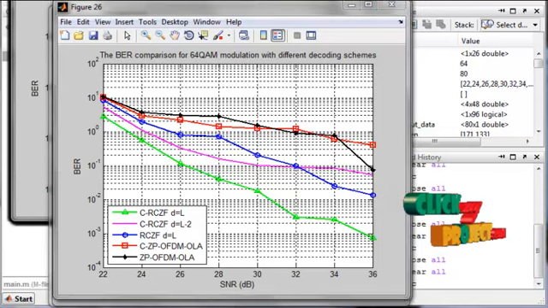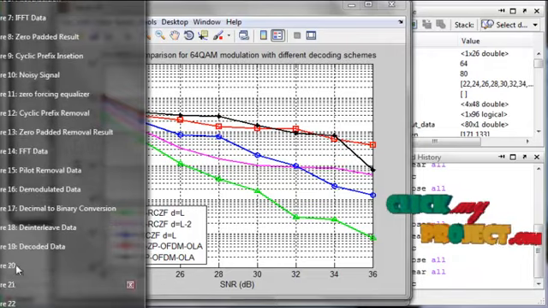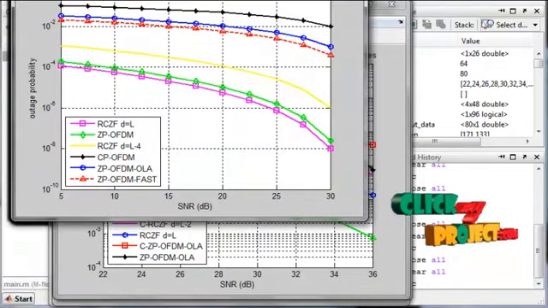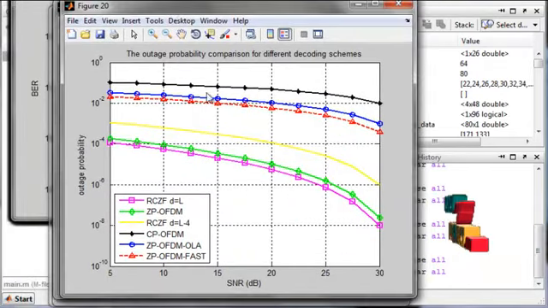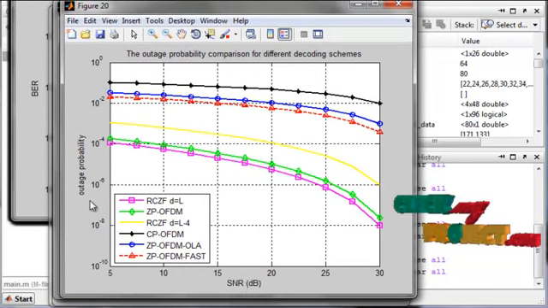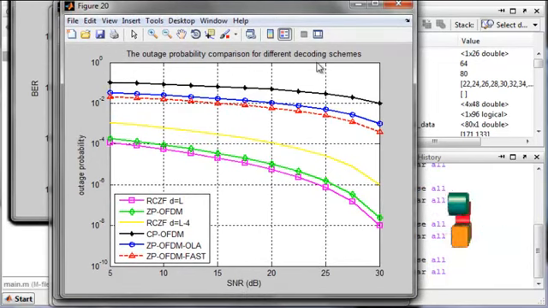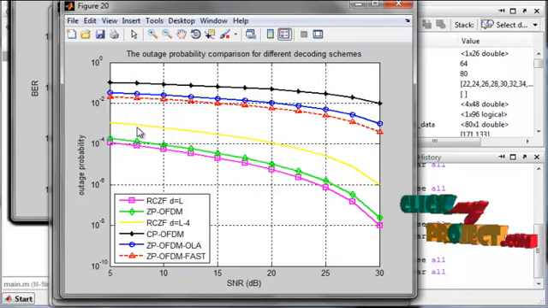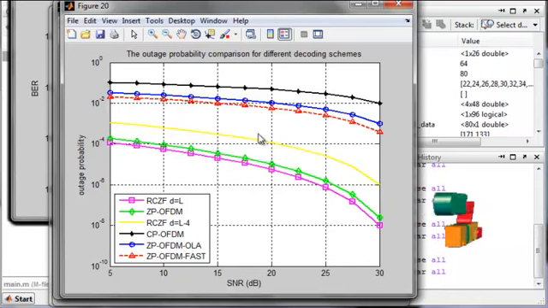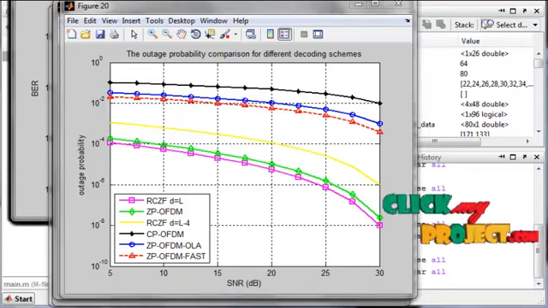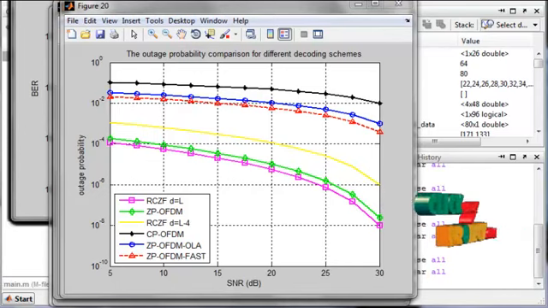So finally the next one is the outage probability. This is the outage probability graph, SNR versus outage probability. So the outage probability comparison for different decoding schemes. In this result also, the proposed work is minimized compared to all the existing results. So finally these are the SER, BER and outage probability results achieving the maximum multipath diversity.